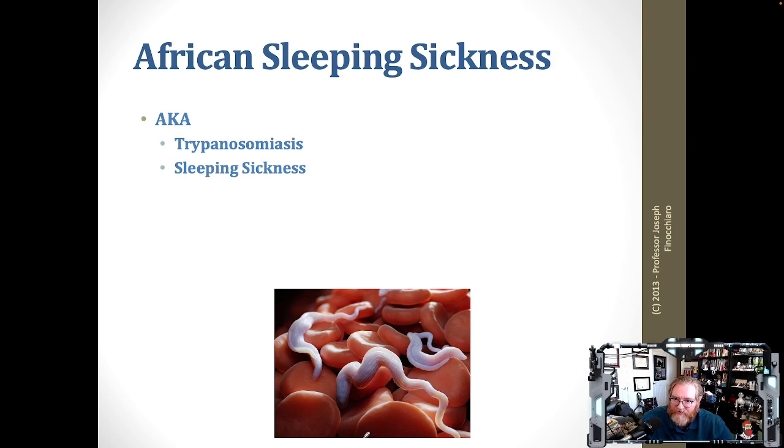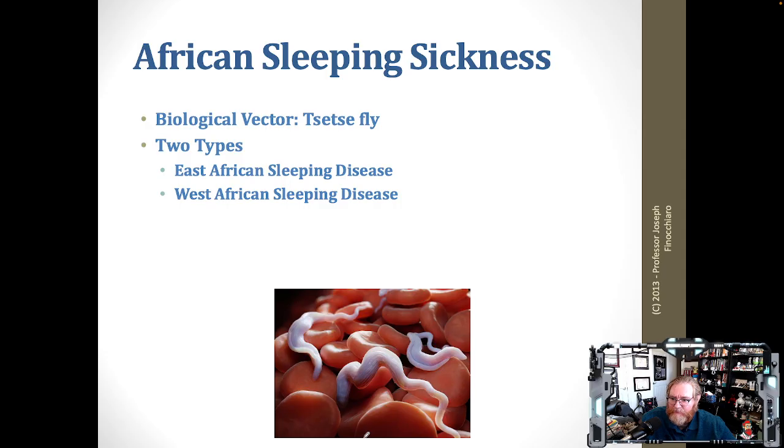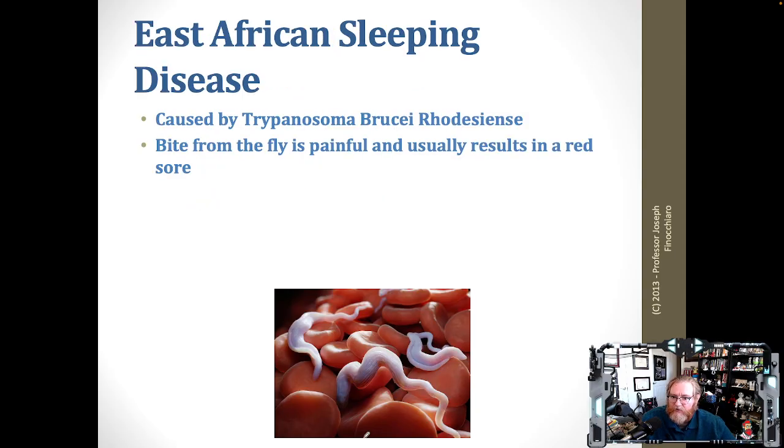We now have African sleeping sickness, also known as trypanosomiasis, or simply sleeping sickness. Its biological vector is the tsetse fly, and there are two types, East African sleeping disease and West African sleeping disease. East African sleeping disease is caused by Trypanosoma brucei rhodesiense.